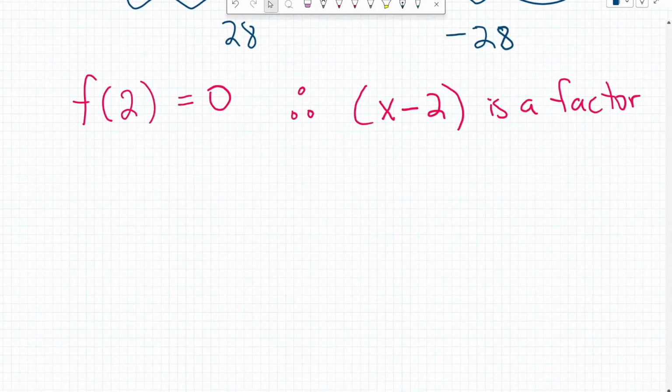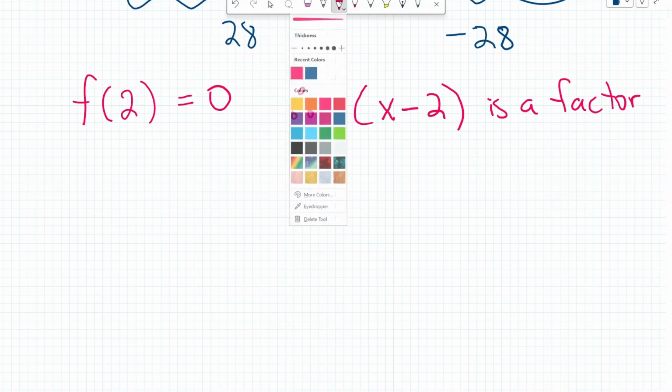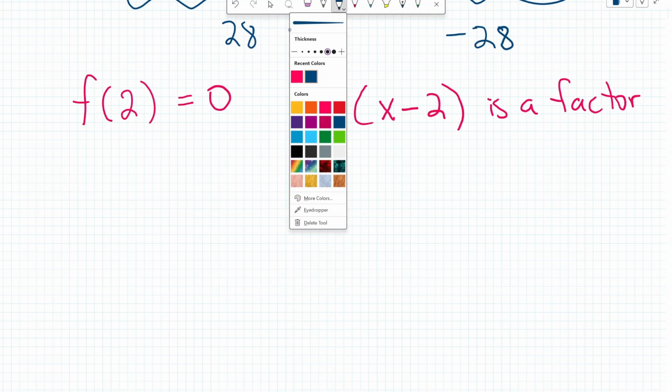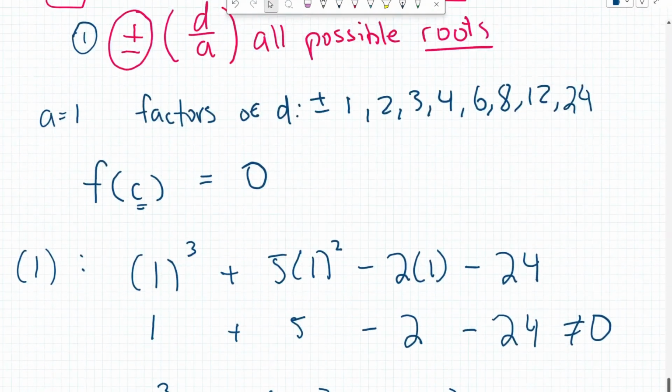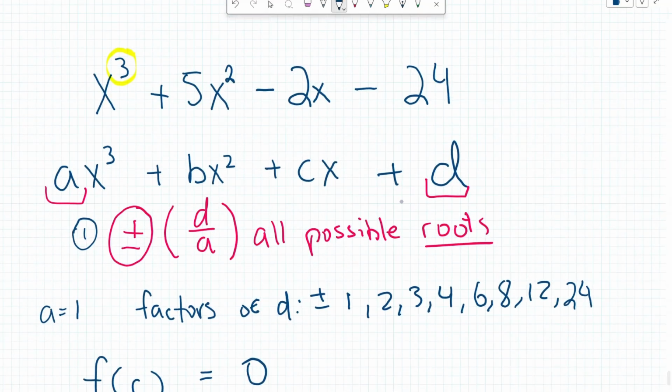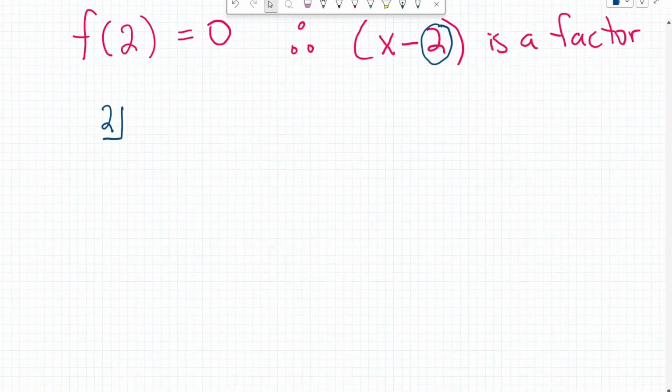Now that we know that this is a factor, let's dive into synthetic division in order to factor the rest of our polynomial. In my previous video, we went over a synthetic division example, but we'll continue with another example here as well. The first thing we want to do is take our c value and line it up in the upper left corner. Then we grab all of our coefficients from our original problem. So here we're going to have 1, 5, negative 2, and negative 24. Let's write that down.